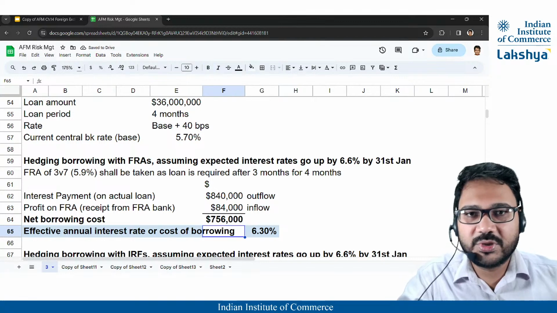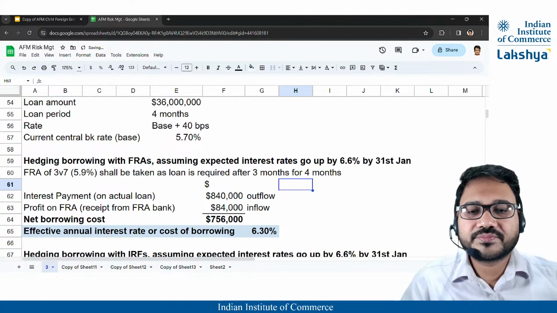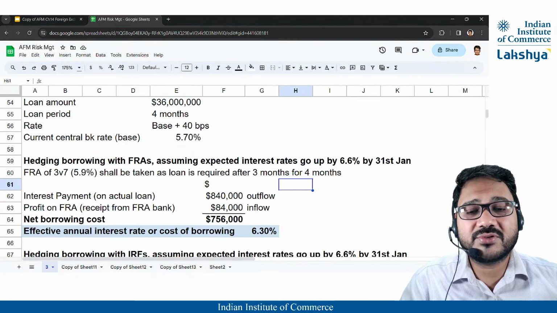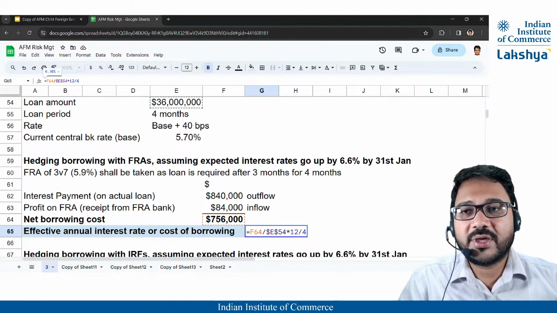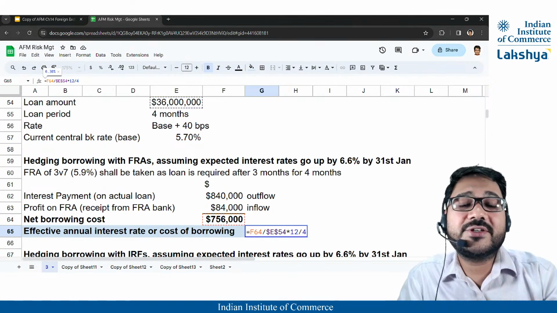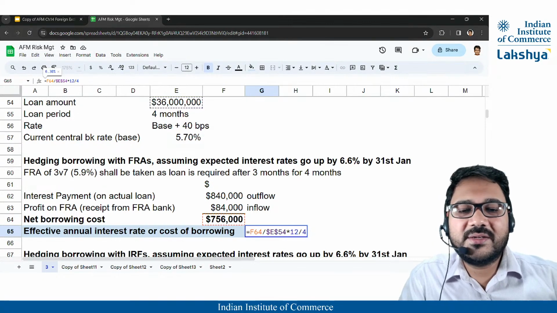Okay, so the borrowing rate will be 6.3%. How did you find 6.3%? It's nothing but $756,000 divided by the total loan amount. Now, since we want an annual rate, so times 12 by 4. Okay, keep that in mind.